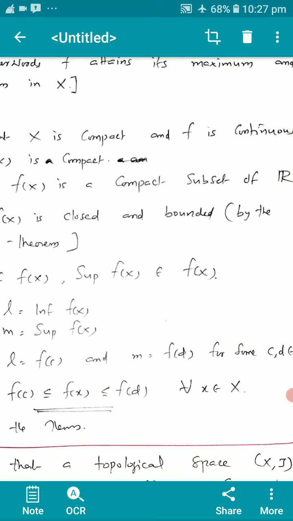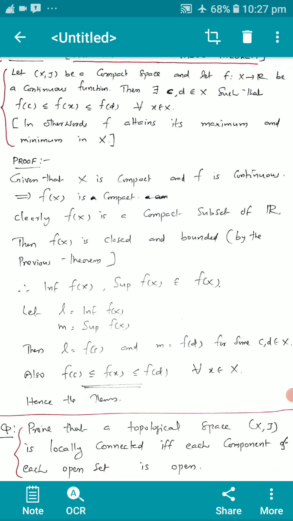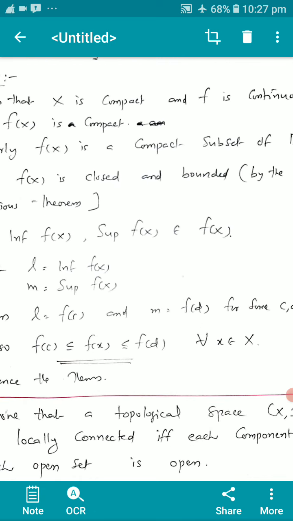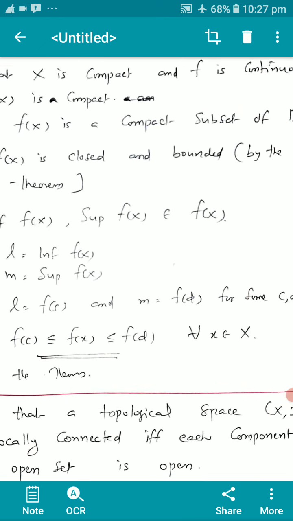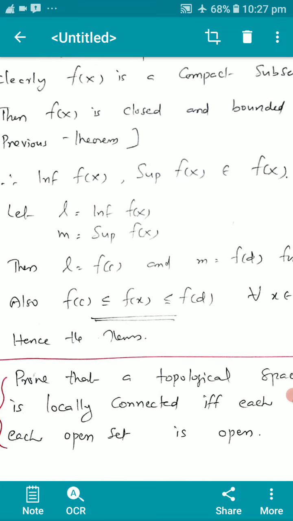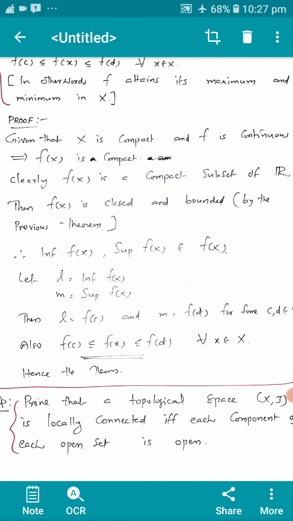Proof: given that X is compact and f is continuous, this implies f(X) is compact. Clearly f(X) is a compact subset of R. Then f(X) is closed and bounded by the previous theorem. That means infimum f(X) and supremum f(X) both are elements of f(X). Call the infimum of f(X) as l and the supremum of f(X) as m, so that we can take l equal to f(c) and m equal to f(d) for some c, d in X, or f(c) is less than or equal to f(x) less than or equal to f(d) for all x in X. Hence the theorem follows.